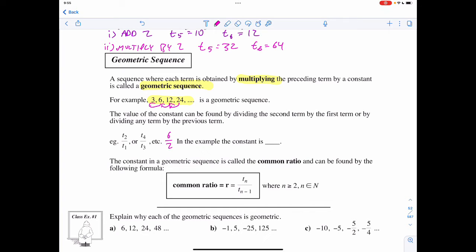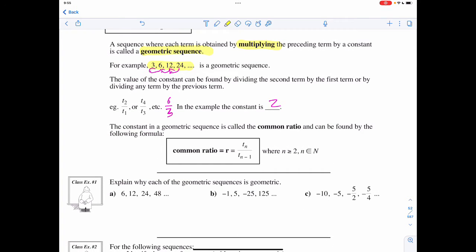6 divided by 3 is going to give me that constant change of 2. Now, unlike in arithmetic, where we called it a common difference, in geometric, we call this a common ratio. And a common ratio is going to be represented by R. Once again, this is how we can tell the difference between arithmetic and geometric formulas. My geometric formula is going to have R for common ratio. My arithmetic is going to have D for common difference.